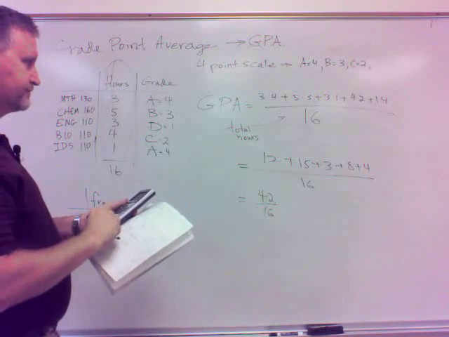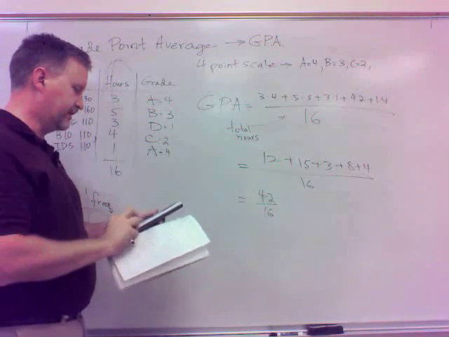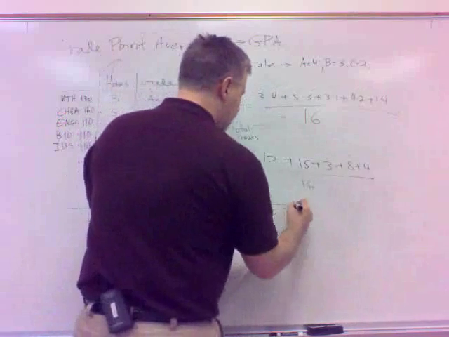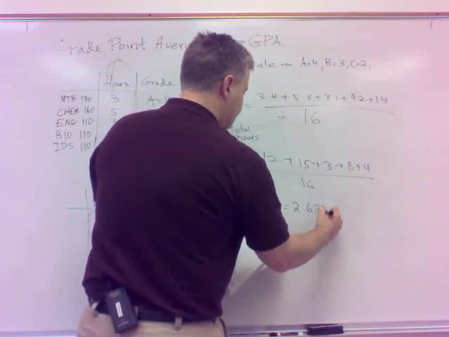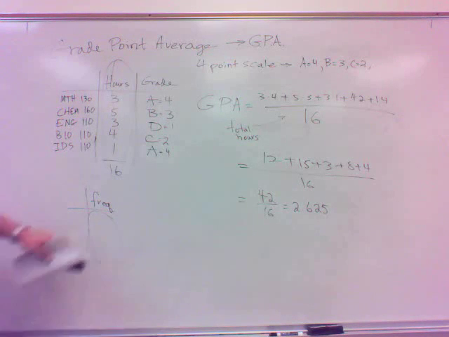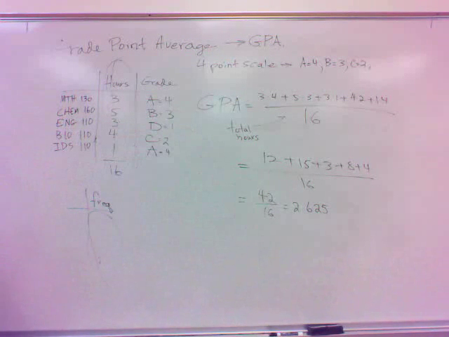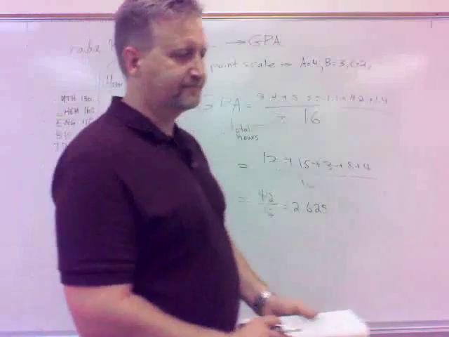27, 30, 42. So take 42 divided by 16, that's my GPA. 2.625. That's the high C, right? Well, it wouldn't be quite a B. B is 3. Closer to a B than the lowest C, say it that way. It's not too bad.